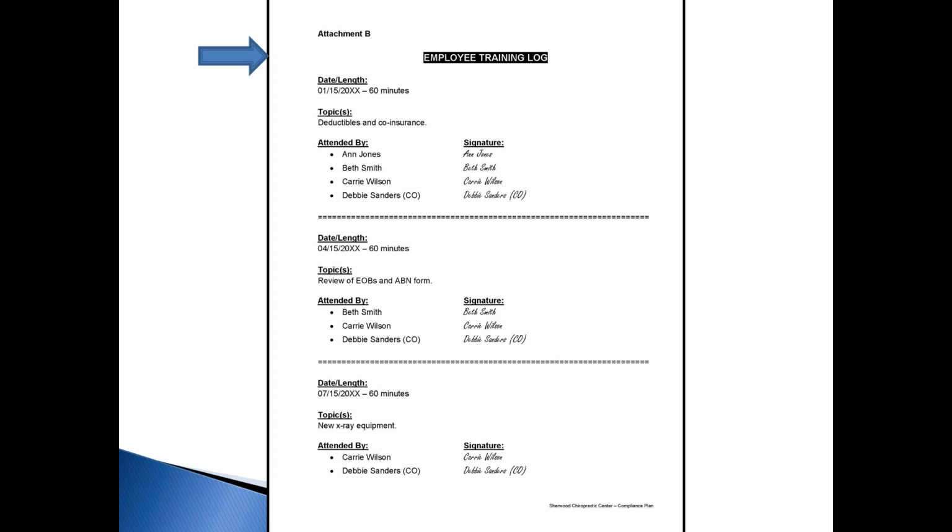Next, on July 15th, Debbie, the compliance officer, had a meeting with Carrie. Carrie's going to be helping us with our new x-ray machine that was just bought. So we had a training on that. So these are the things. This is a very simple example of a training log. We have other different types of training logs in Excel spreadsheets and also application sharing systems.